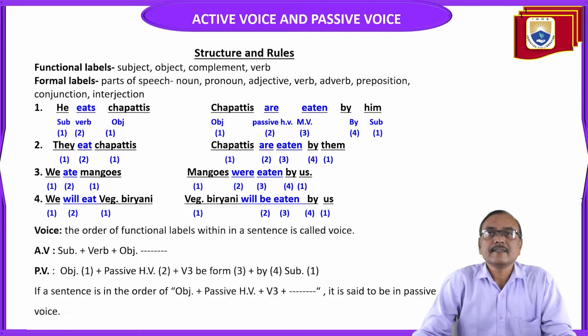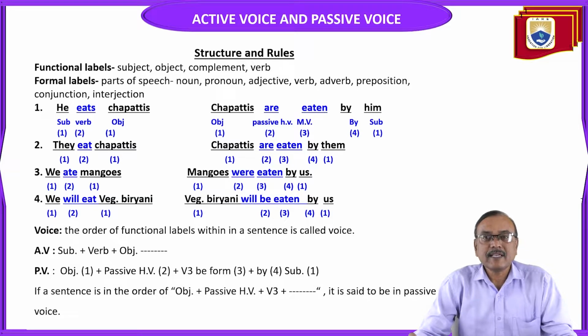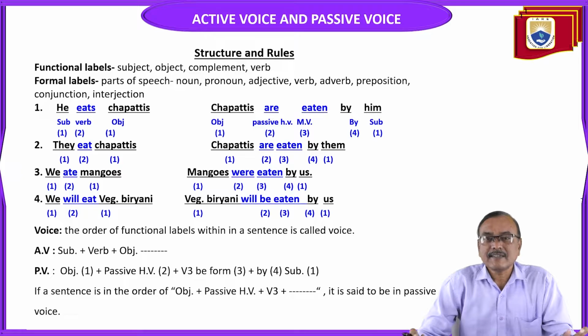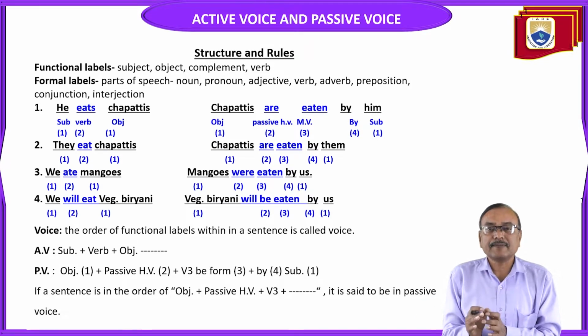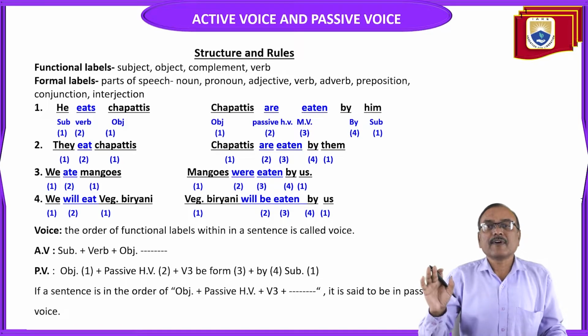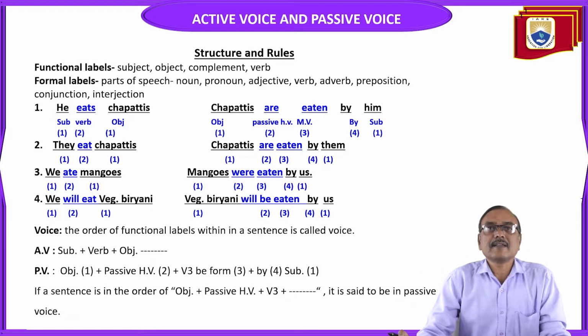Now let us see the structure and rules of active voice and passive voice. First, we should know in English sentences what the functional labels and the formal labels are. Functional labels are those words in the sentences that do the function of subject, object, verb or complement. So these are called functional labels: subject, object, complement, verb.